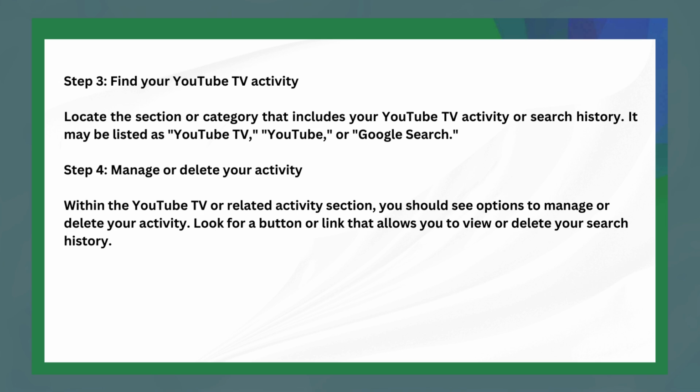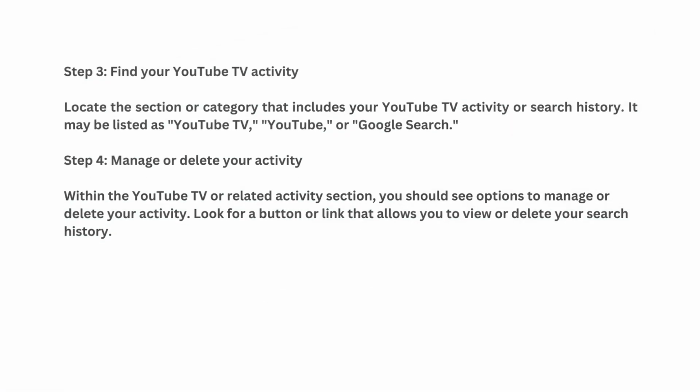The fourth step is to manage or delete your activity. So within the YouTube TV or related activity section, you should see options to manage or delete your activity. So look for a button or link that allows you to view or delete your search history.